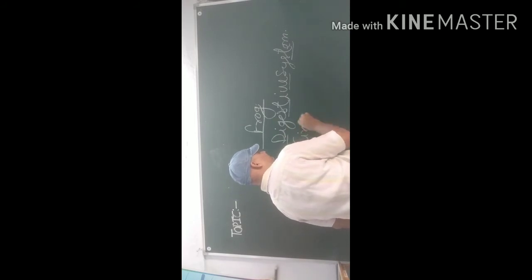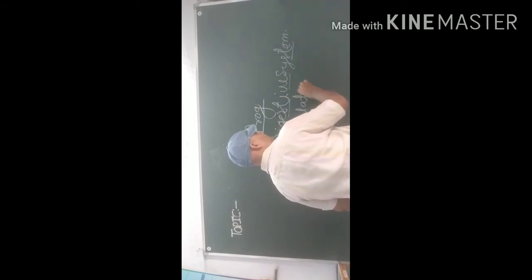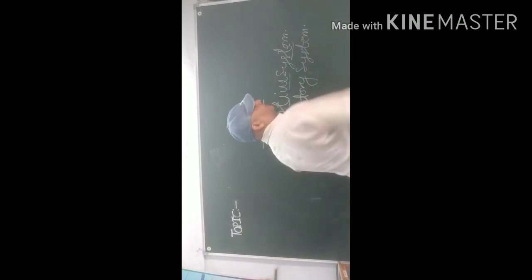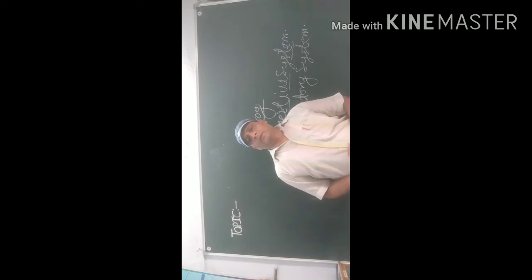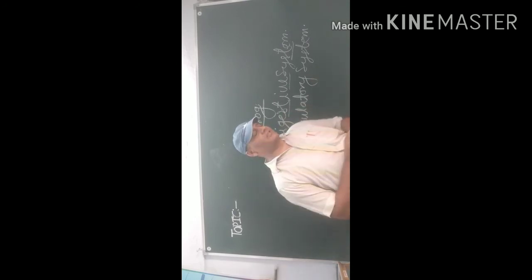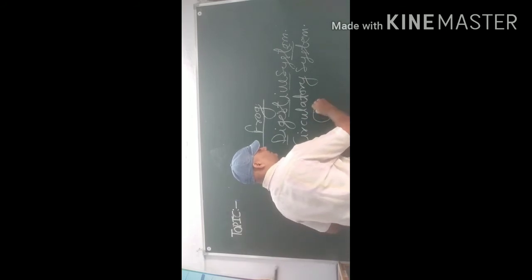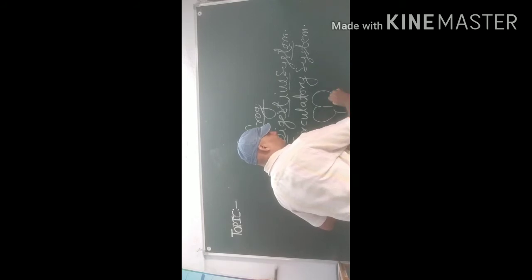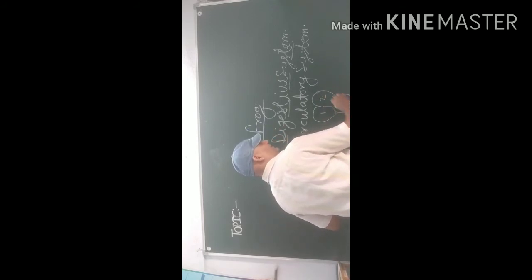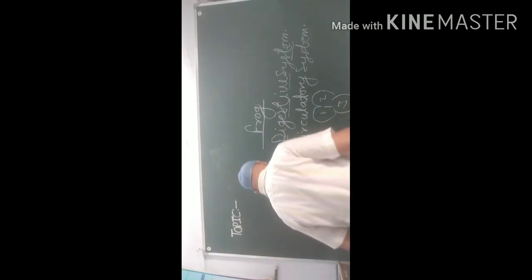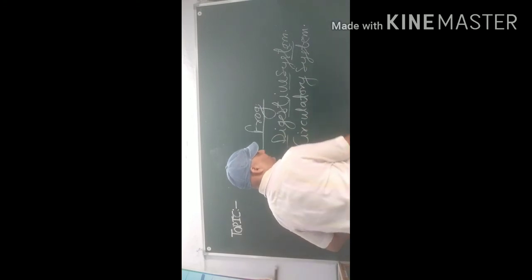Circulatory system. The circulatory system is closed type. It is composed of the heart, arteries and veins. The heart has 3 chambers: 2 atria and 1 ventricle. Due to this three-chambered heart, incomplete circulation takes place.